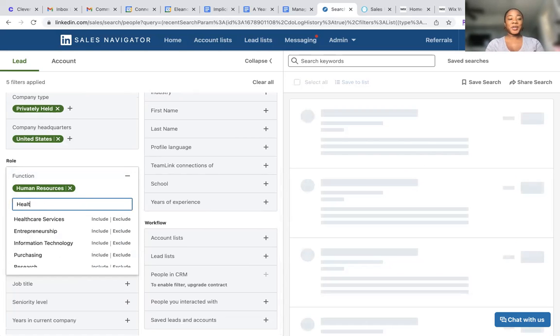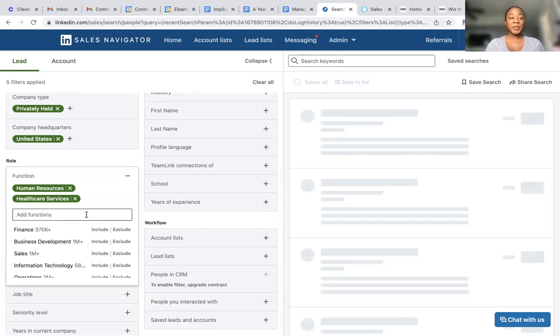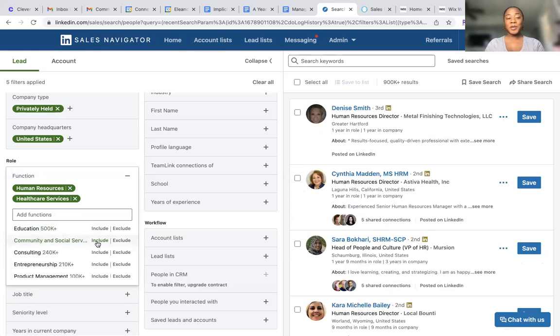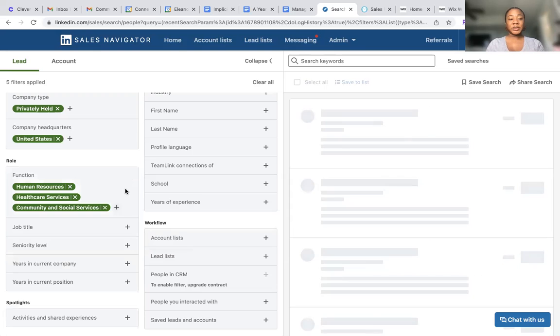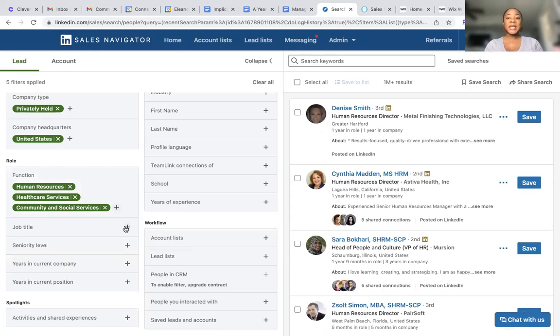I work with healthcare. You can include them. It depends on who is in your audience as well. Maybe it's community and social services. So those are the different functions. So now I'm down to 1 million people. It's getting a much more manageable list.